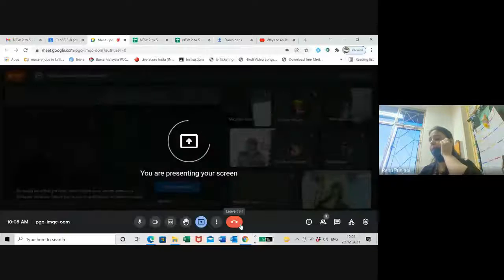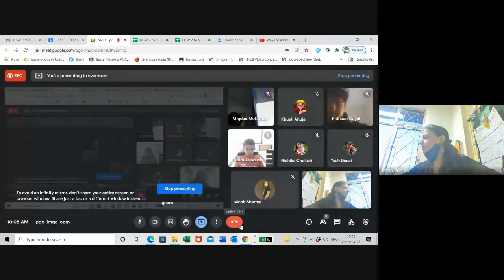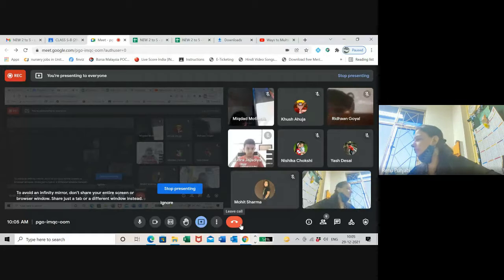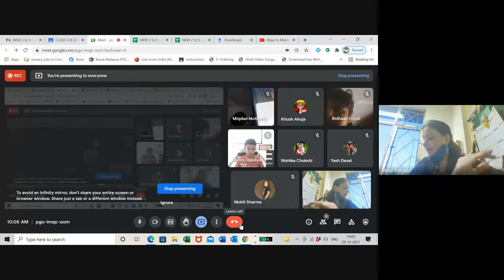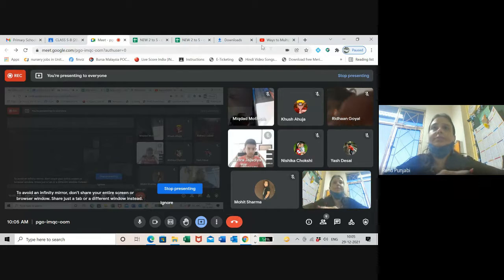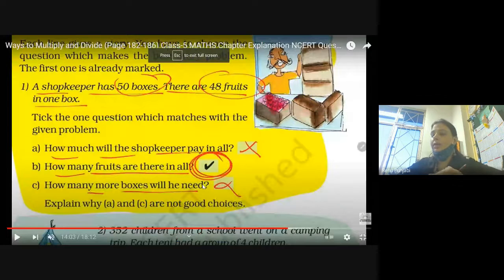Open page number 184. Last sum. Page number 184, take out everyone. Make the best story problem. Each line gives a story. You have to choose the question which makes the best story problem. The first one is already marked.